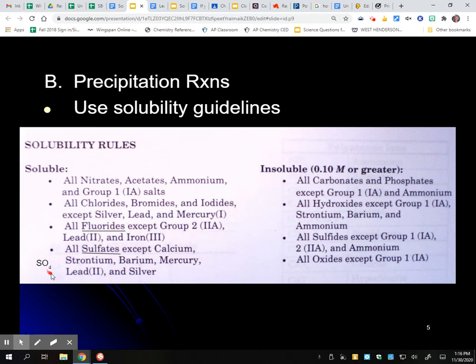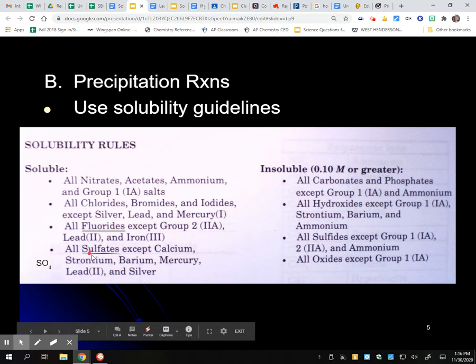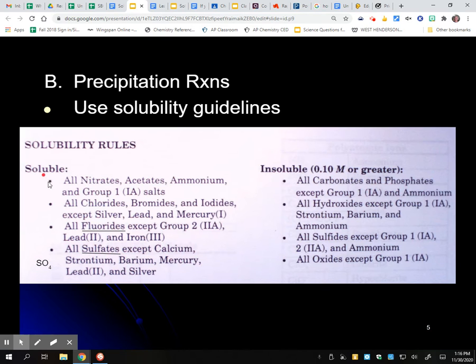Sulfates are SO4. We want to write that on your solubility rules so that we don't confuse it with a sulfide over here. Sulfates are soluble unless they're bonded to calcium, strontium, barium, mercury, lead 2, or silver. So again, we see that mercury, lead, and silver tend to form insoluble compounds.